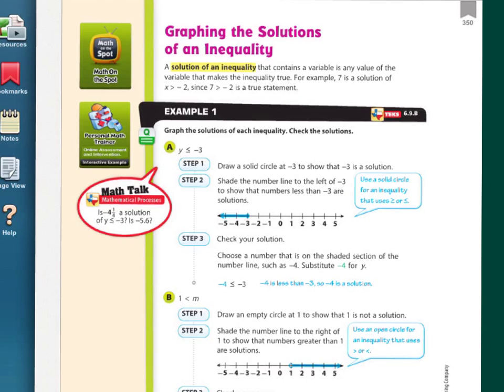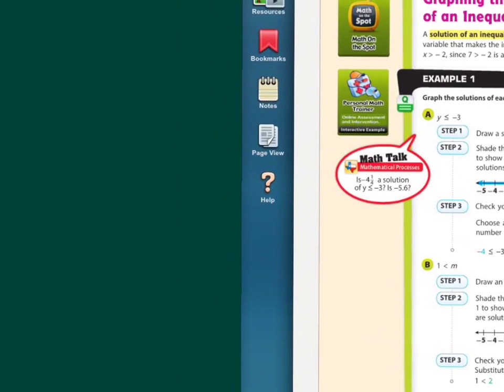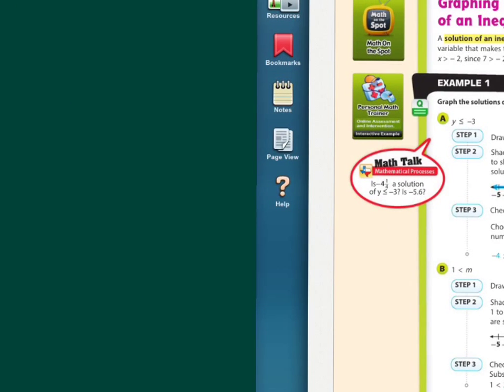The solution of an inequality that you see right here, you solve it the same way you do the equations, where you either add on both sides or you subtract on both sides. So let's solve A in your notes. I want to see this work. So A says y is less than or equal to -3.